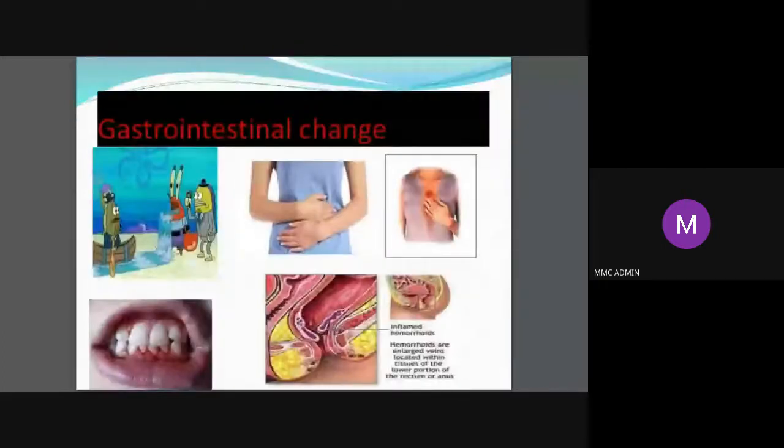Right. This is another important thing. Everything is important actually, all the systems, gastrointestinal change. So here the patient may come and say that she has bleeding gums. Again, the mucosa, the gums become hypertrophied and congested. So easily when they put the toothbrush in the morning, it can bleed. Again, it is because of the congestion.